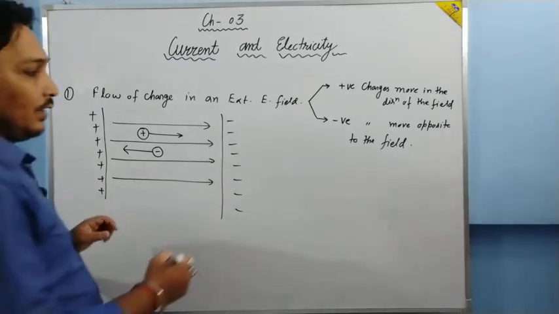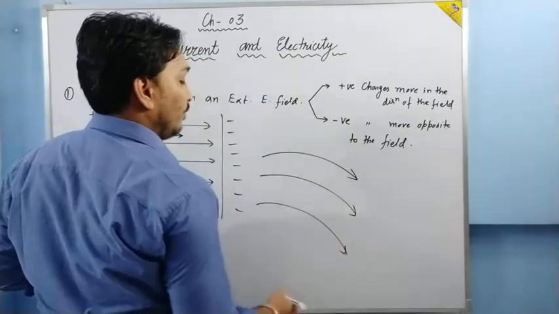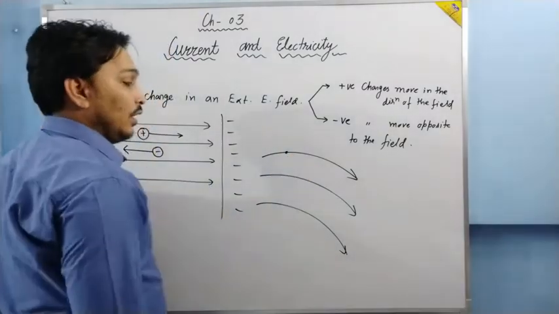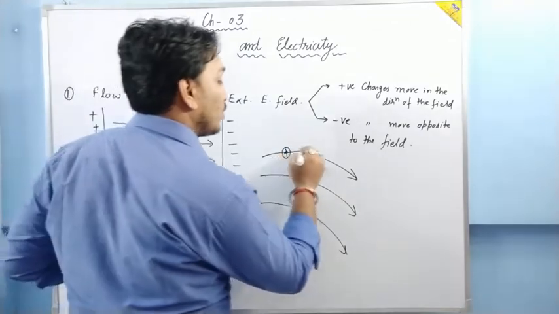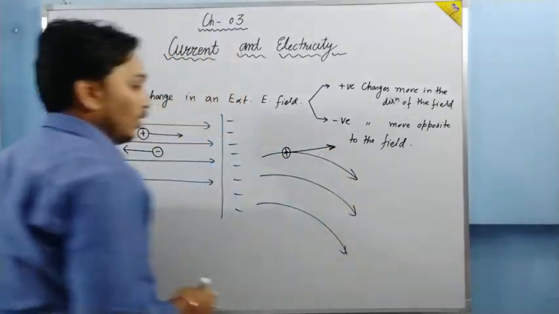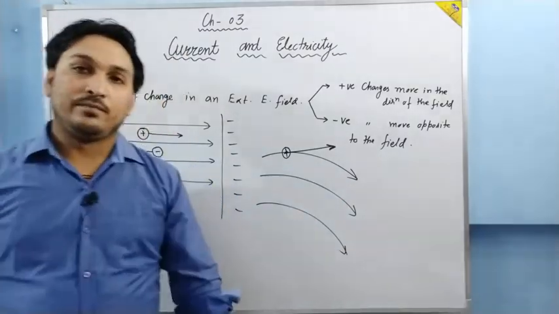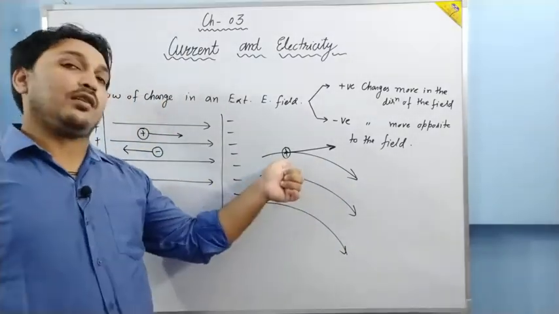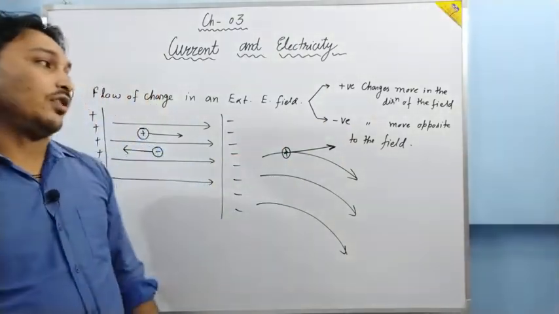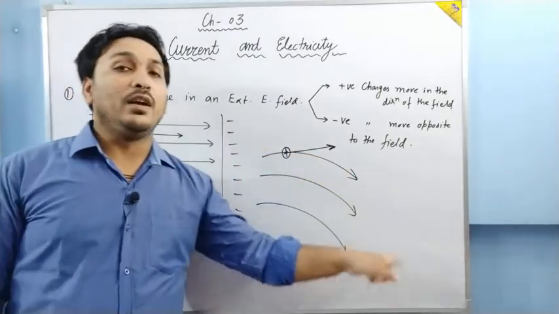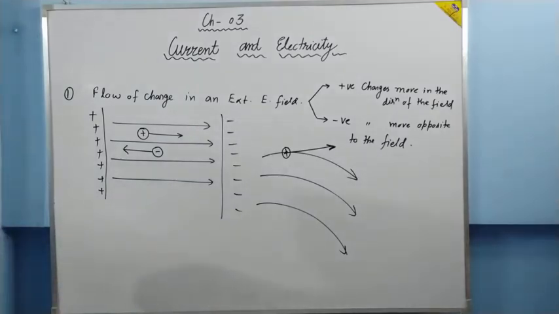Suppose there is this kind of electric field somewhere, and a positive charge is here. At this point the positive charge will experience a force along this direction. It is not necessary that the positive charge will move on the line of the electric field. At a particular point it experiences a force in the direction of the electric field, but it is not necessary that it will move on the field line. That's why I have removed the word along. Is it clear? So this is the first point you need to understand.